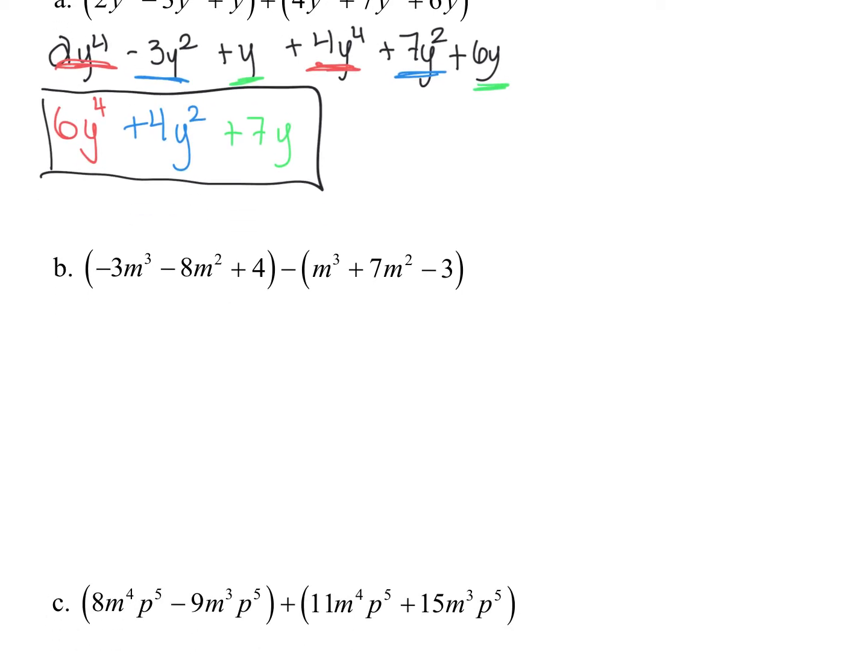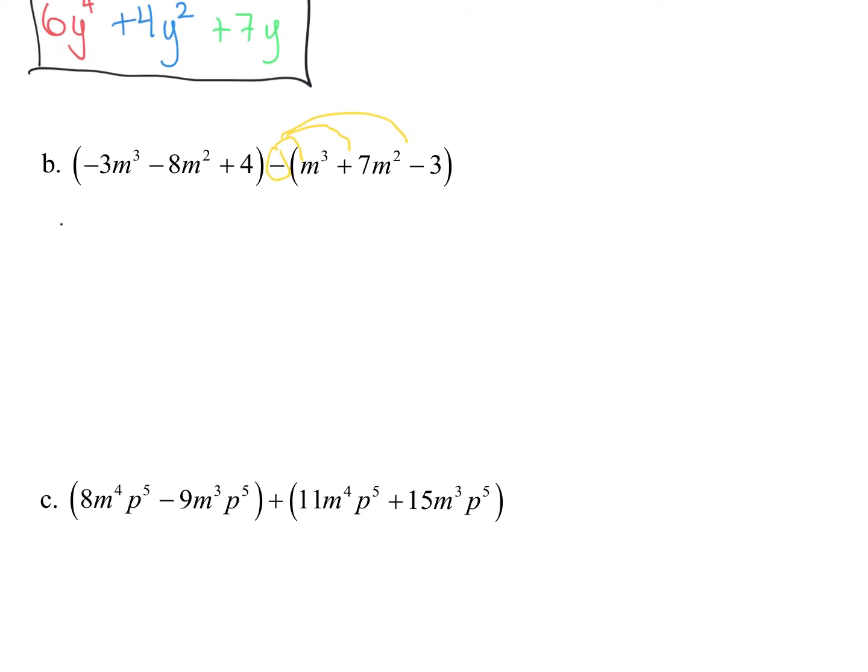Let's try the next one. The next one's a little bit trickier because of this minus sign. So the first thing I like to do is distribute the negative into the parentheses and change all the signs. So I get a -3m to the third minus 8m squared plus 4. And then this becomes a -m cubed minus 7m squared. A negative makes this a +3.